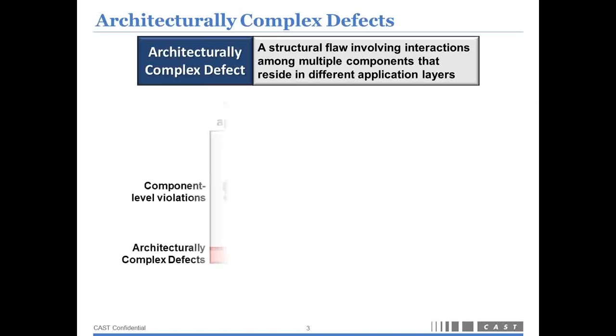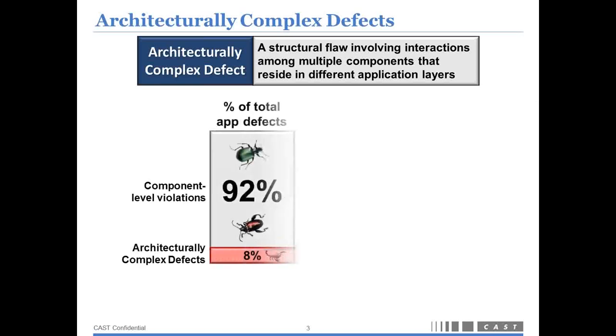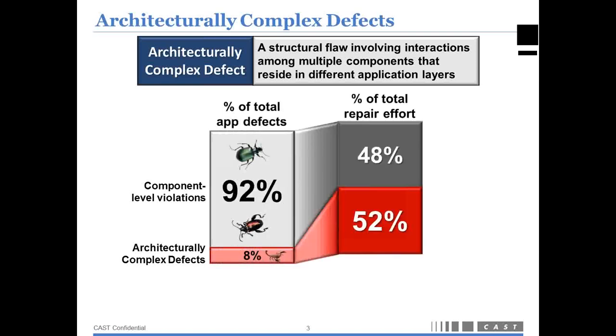For instance, the research on these kinds of defects shows that they only account for somewhere between 8 and 10% of all the defects in the system. Most defects are down at the component level. But these architecturally complex defects take up over half of the effort that organizations spend on fixing defects. So while they aren't all that frequent, they're devastating in terms of their impact on application costs and on how we spend maintenance time.